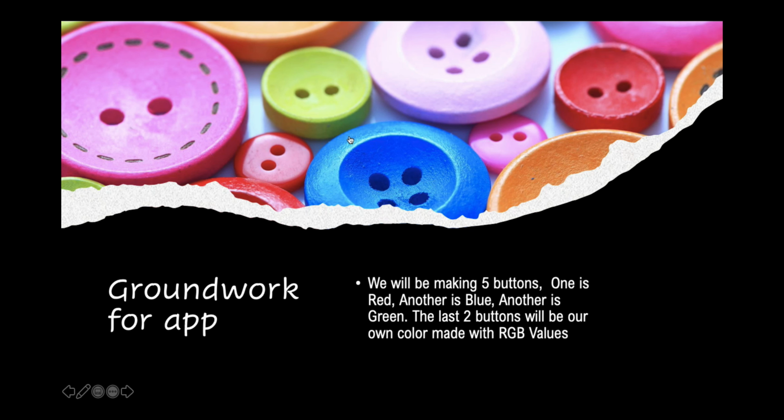So let's just see an example. I click on this blue button, the background color changes to blue, and I click on purple, it changes to purple. Now let's see the groundwork for our app. We'll be making 5 buttons. One is red, and another is blue, and another is green. And then the last 2 buttons are going to be your own color, made with RGB values.